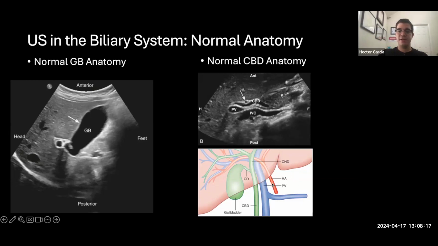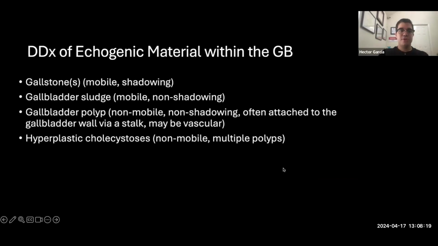And this is kind of like a picture representation. So on this one, let's assume that we see echogenic material within the gallbladder. What are some of the diagnoses that come to mind? Gallstone, and for that, we see that it's mobile and shadowing. And I will explain in the next picture what I mean by that. If it's gallbladder sludge, it's going to be mobile, but non-shadowing. And then we have a gallbladder polyp, and then hyperplastic cholecystosis, which just means multiple polyps.